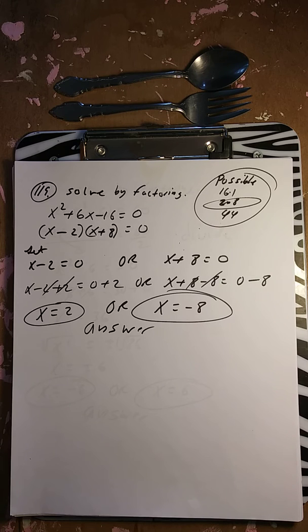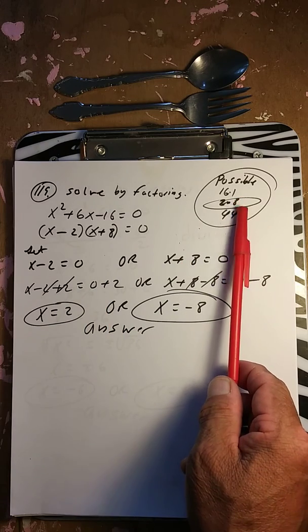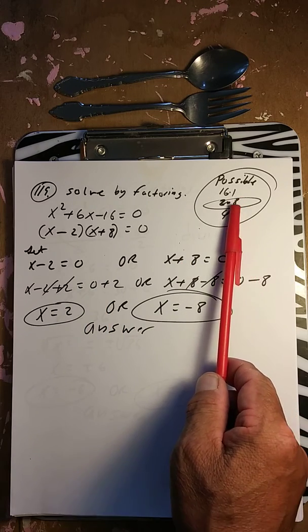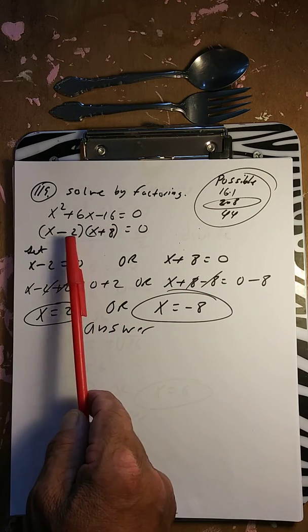Solve this quadratic by factoring. So x squared plus 6x minus 16. So numbers are 16 and 1, 2 and 8, 4 and 4. So we're going to go with a 2 and 8. Does that work? Let's see. Negative 2 times 8 is negative 16. 8 minus 2 is 6.